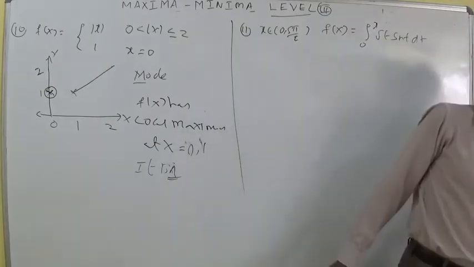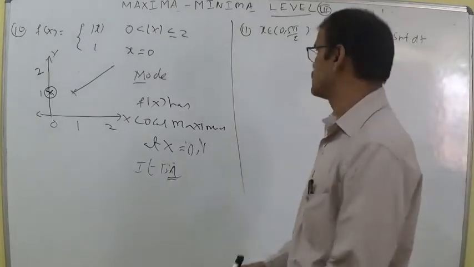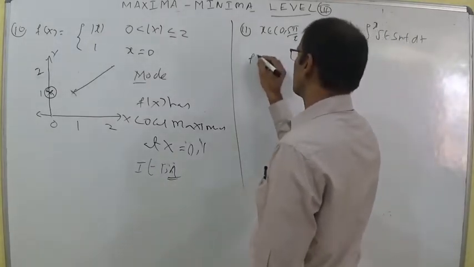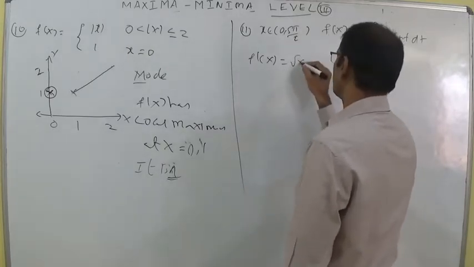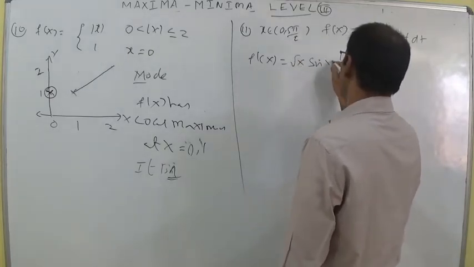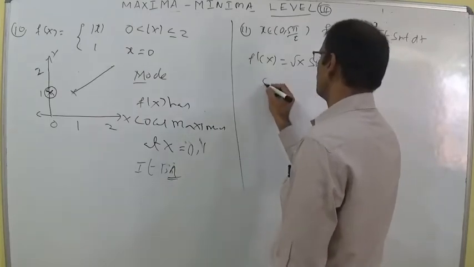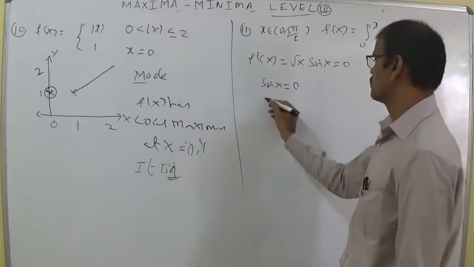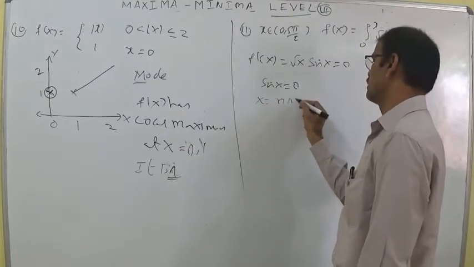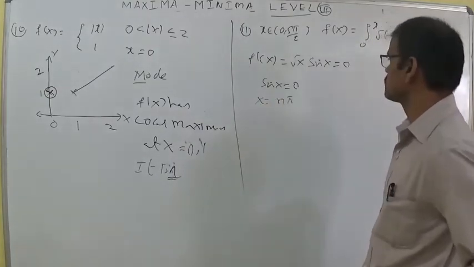So many times we have discussed the Leibniz theorem. Let us write f dash x using the Leibniz theorem: root x into sin x is equal to 0. Divide by root x, so sin x equals 0. Whenever sin x is equal to 0, we know that x is equal to n pi. According to the options, we can write it.